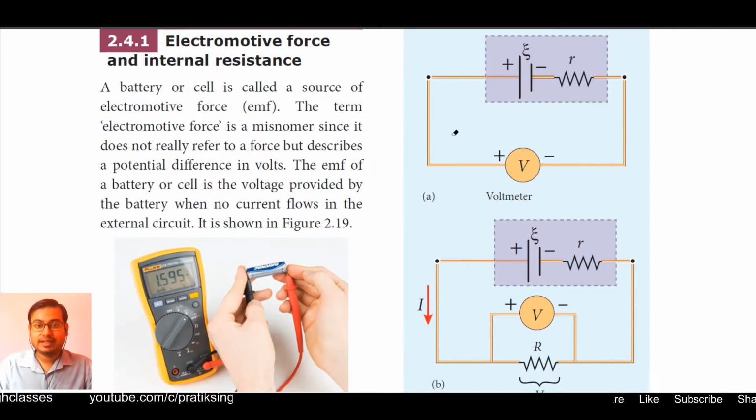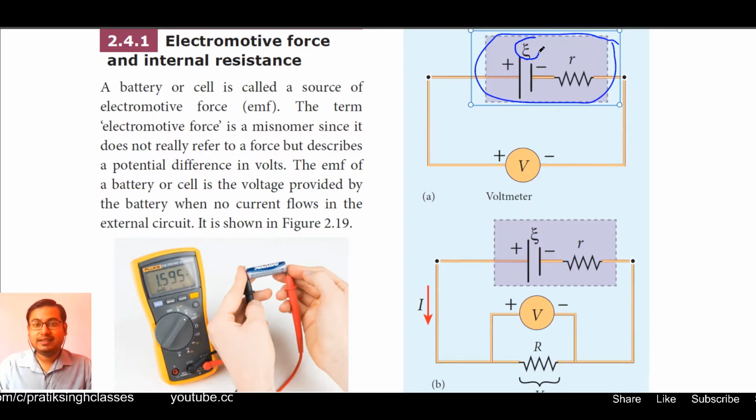So two figures are given here in figure 2.20, A and B. This complete set, given in the dark color, is a battery. Here Xi is the EMF of the battery and this R is the internal resistance of the battery. Don't think that the battery is attached to another resistor here. It is the internal material of the body which is giving the resistance to the flow of current internally. And it is connected to a voltmeter, as you can see here, in series.